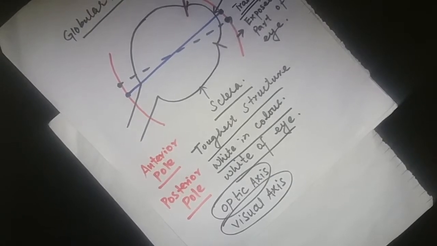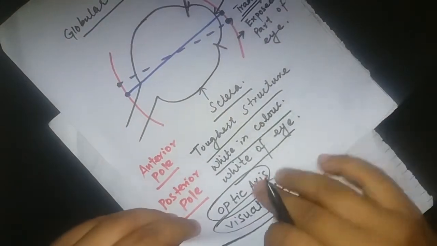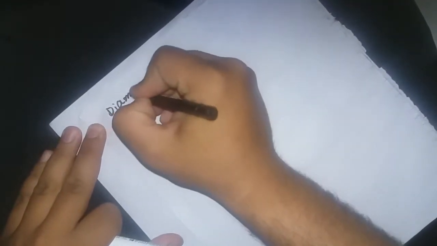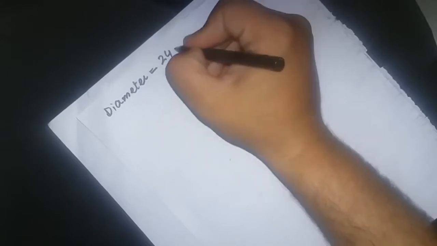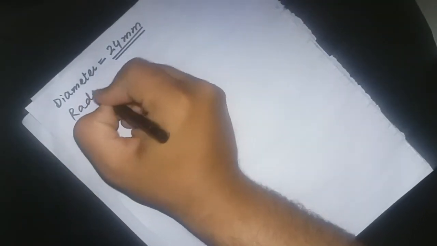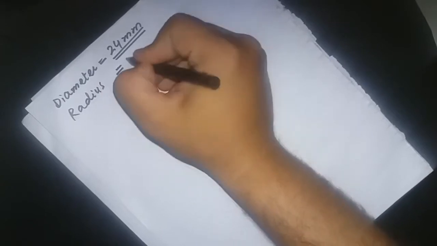Now if you talk about the diameter and radius of the eye, then you can say that the diameter of the eye is 0.4 millimeter. This is the diameter of the eye. And if you talk about the radius, then you can say that the radius is 8 millimeter.